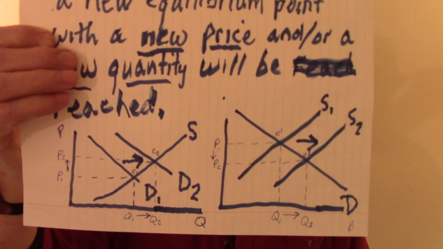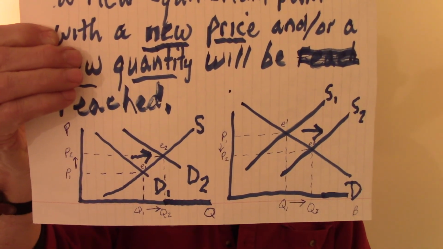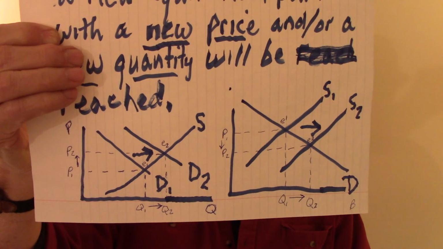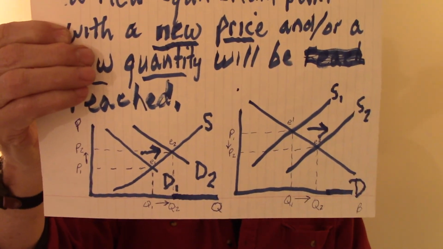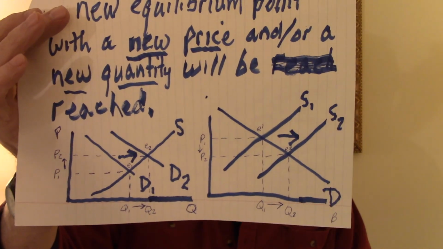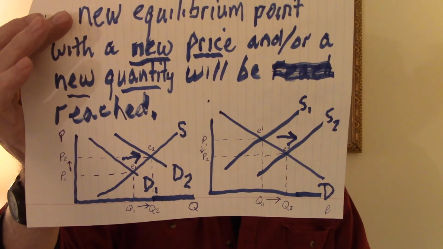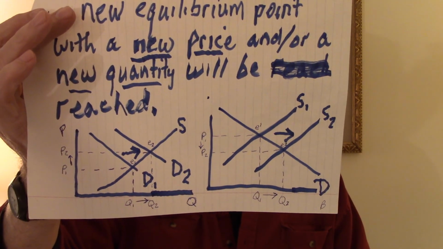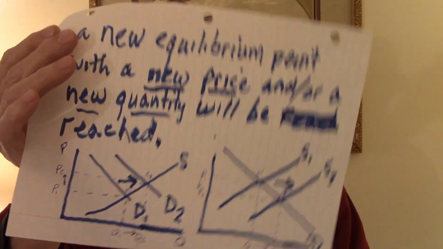And we're going to be shifting demand curves. Here's an example of a shift in a demand curve. On the left you see a demand curve going from 1 to 2. That would be an increase in demand. And the graph on the right, we're not shifting demand curves, we're actually shifting supply curves.